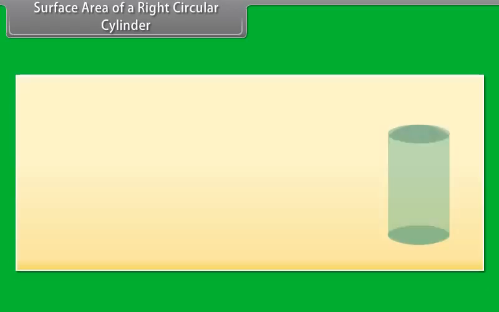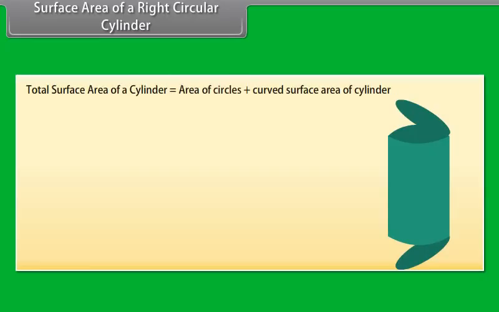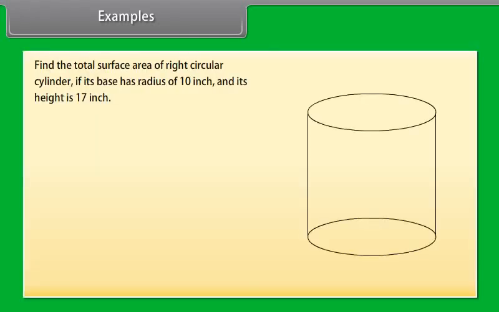We get the curved surface area of a cylinder by taking a sheet of paper. When we roll it, we get a cylinder. So, curved surface area of the cylinder is equal to area of the rectangular sheet, which equals length into breadth, which is equal to perimeter of the base of the cylinder into h, which equals 2 pi r into h. Therefore, curved surface area of a cylinder is equal to 2 pi rh.